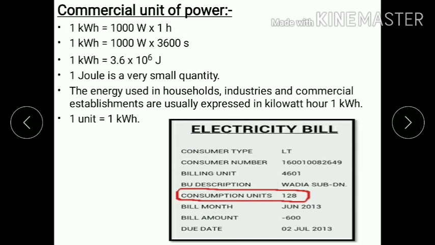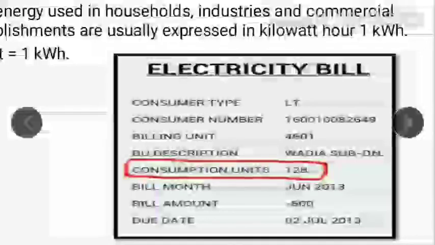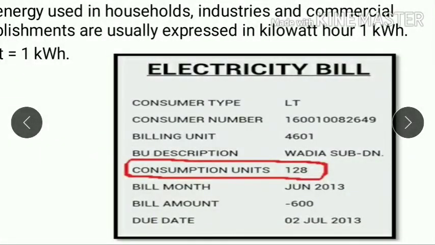The energy used in households, industries and commercial establishments is usually expressed in kilowatt hour. When we use energy at our home, industries, factories and commercial establishments, the unit of energy is kilowatt hour, kWh. 1 unit means 1 kilowatt hour. Just see your electric meter and the bill. If the consumption is 128 units, that means 128 kilowatt hours.